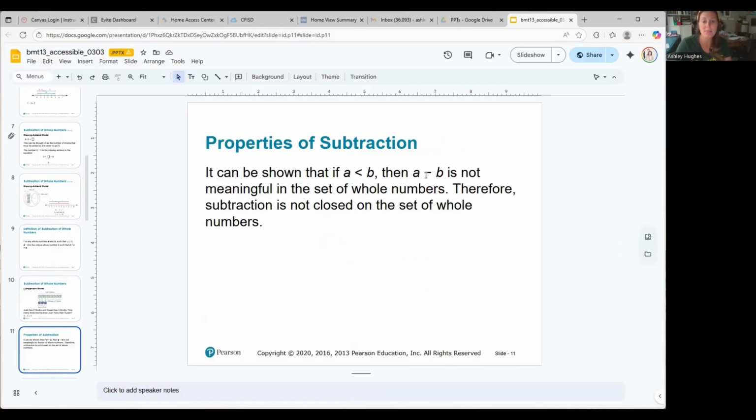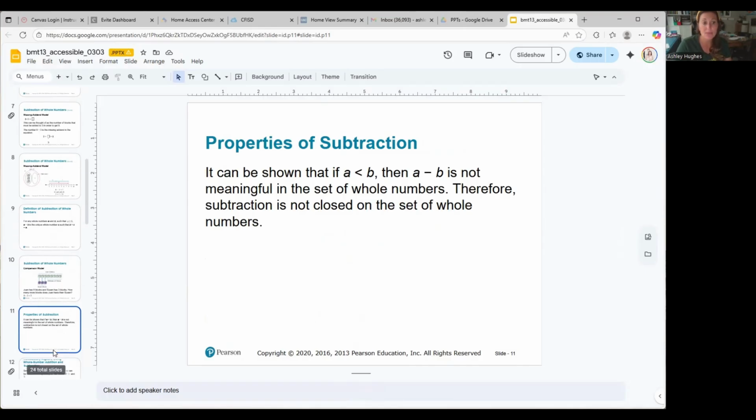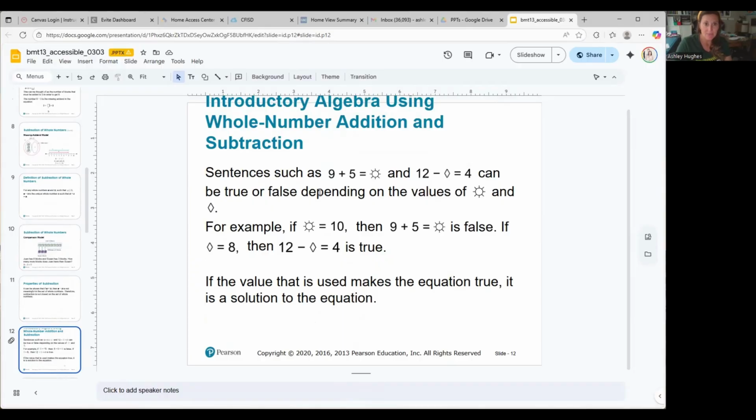It can be shown that if A is less than B, then A minus B is not meaningful in the set of whole numbers. So basically, you cannot take away a bigger number from a smaller number, unless we're talking about negative numbers. Sentences such as 9 plus 5 equals sun and 12 minus diamond equals 4 can be true or false depending on the values of the sun and the diamond. For example, if the sun is 10, then 9 plus 5 equals 10 is false. If the diamond is 8, then 12 minus 8 equals 4 is true.